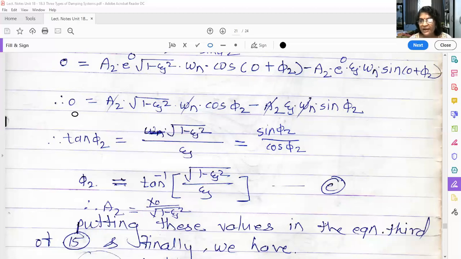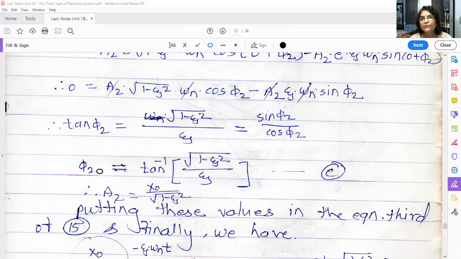So what is sine phi 2? Then cos phi 2 you take on this side. Okay, so sine phi 2 upon cos phi 2 is equal to square root of 1 minus zeta square upon zeta. So tan phi 2 is equal to square root of 1 minus zeta square upon zeta. Therefore, phi 2 is equal to tan inverse of square root of 1 minus zeta square upon zeta. Okay, so like this you get the value of phi 2, which is the second constant. It is in terms of zeta.